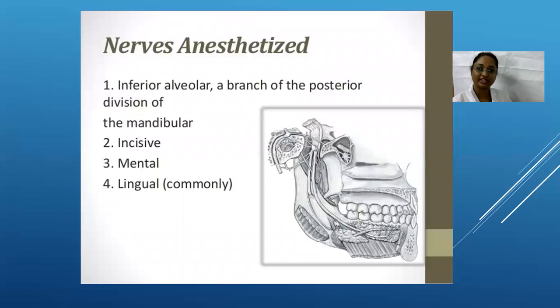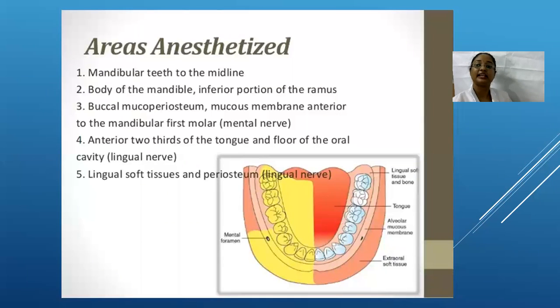The nerves anesthetized are the inferior alveolar nerve, incisive nerve, mental nerve, and the lingual nerve. The areas anesthetized, as this picture clearly depicts, are the anterior two-thirds of the tongue, the mucobuccal periodontium anterior to the mental foramen, the pulpal anesthesia from the molars to the incisor region, and the lingual soft tissue and periodontium.